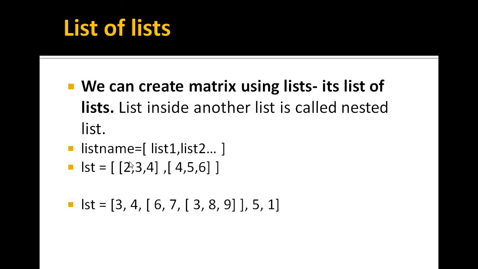Here in the first example, two lists, the first list is 2 3 4 and the second is 4 5 6, have been passed inside this square bracket. So this is a list of 2 lists.